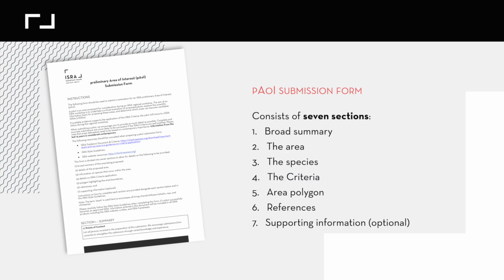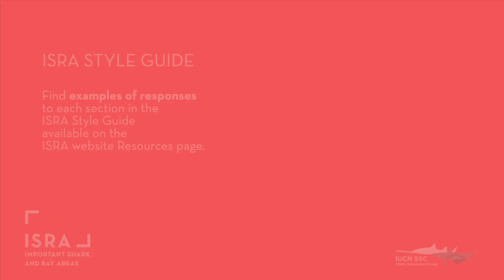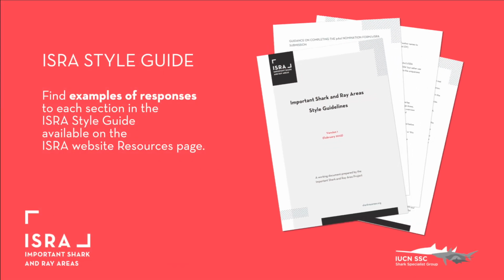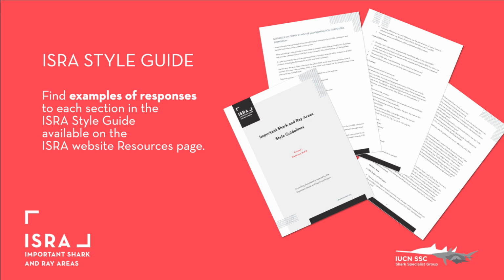A preliminary area of interest submission form consists of 7 sections. 1. Broad summary of the area being proposed. 2. Details of the proposed area. 3. Information on species that occur within the area. 4. Details on ISRA criteria application. 5. A map highlighting the area boundaries. 6. References. 7. Supporting information. We will go section by section to give an overview of the requirements to complete the form. The form is self-explanatory, indicating the information required in each section. You can find examples of possible answers to each section in the ISRA Style Guide available on the ISRA website resources page.